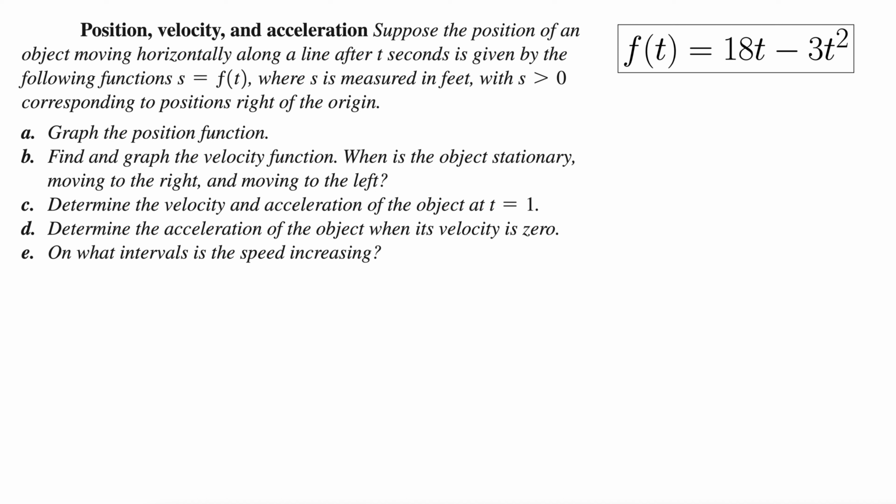Position, velocity, and acceleration. Suppose the position of an object moving horizontally along a line after t seconds is given by the following functions. S equals f of t, where s is measured in feet, with s greater than 0 corresponding to positions to the right of the origin. Okay, so what that tells us is this f of t is the same thing as s of t, which is position. So s of t, and we're going to call this position.